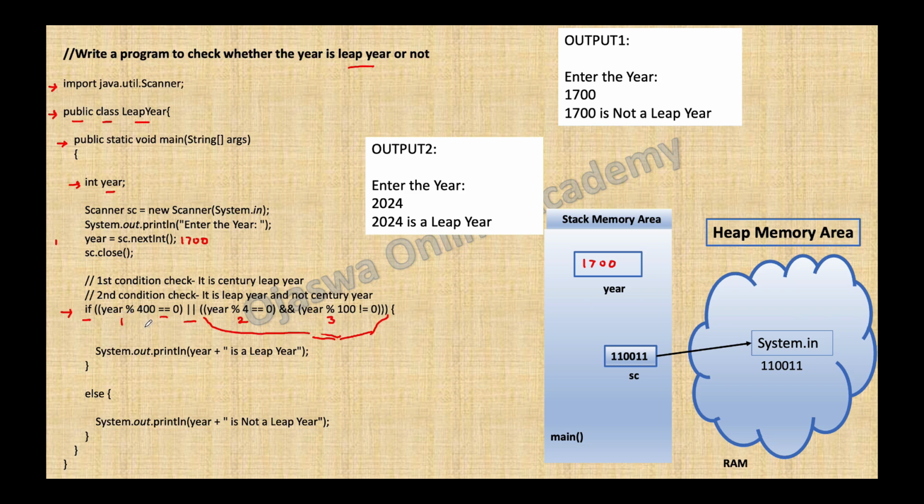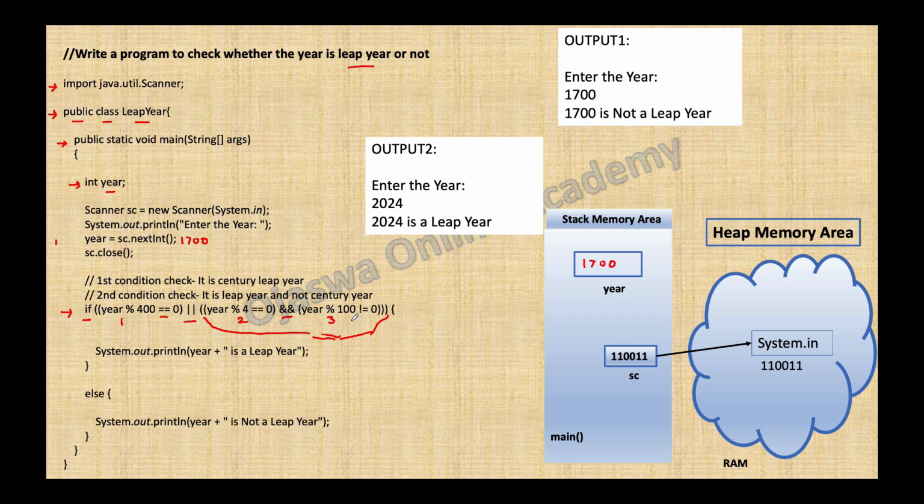But if the first condition is false, then the second condition is checked, and in case of the second condition, we have used the AND operator. So in this case, suppose year modulo 4, the remainder is 0 and this condition becomes true, it is mandatory to check for the next condition because we are using the AND operator. In case of the AND operator, both the conditions should be true. In case of the OR operator, any one condition can be true.